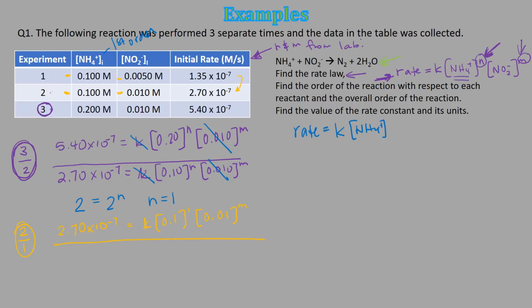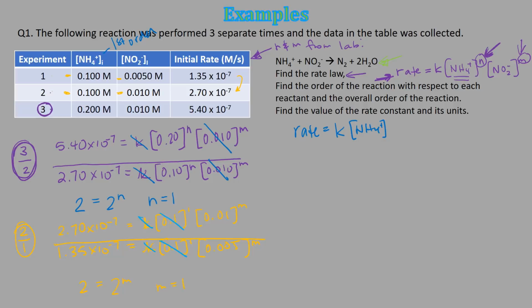Now we're going to put that over 1.35 times 10 to the negative 7, so we're just plugging everything into the rate law again. And ammonium's not changing, but nitrite is 0.005 raised to the m. Okay, so again, we get 2 is equal to, let me cancel out this stuff, so K cancels, 0.1 raised to the first, 0.1 raised to the first cancels, and then that's going to be equal to 2 to the m, because 0.01 divided by 0.005 is 2, so m is also 1.